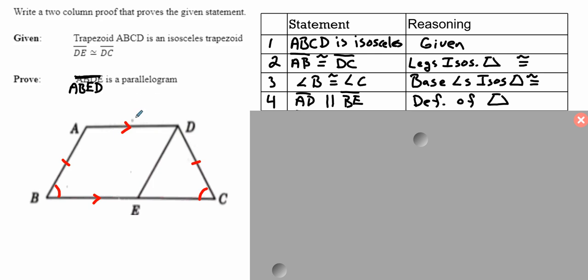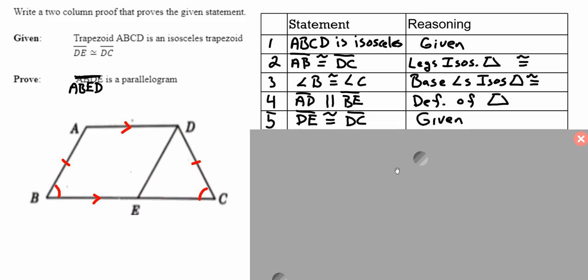I know a lot of us wanted to try to say that, oh, I can say that based on this, right? I know that DE is congruent to DC because that's given information. And since I know that DC is congruent to AB because it's an isosceles trapezoid, DE and AB must be congruent. They are, but does it really help us all that much? Well, not really, because I'm going to have a hard time trying to prove that AD is congruent to BE. I'd much rather try to prove that AB and ED are parallel, because that's what I'm going to do here.